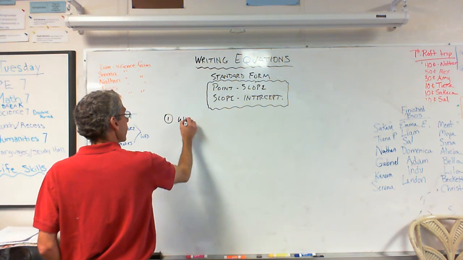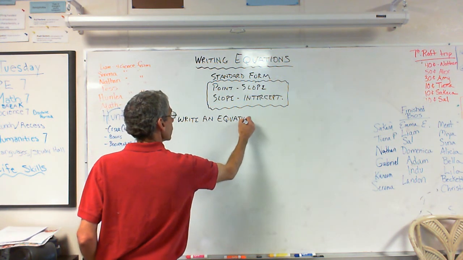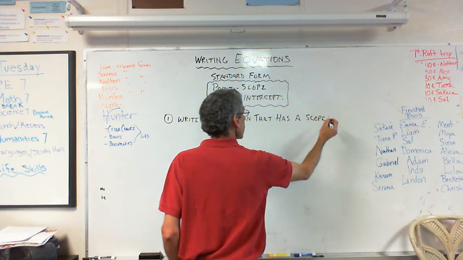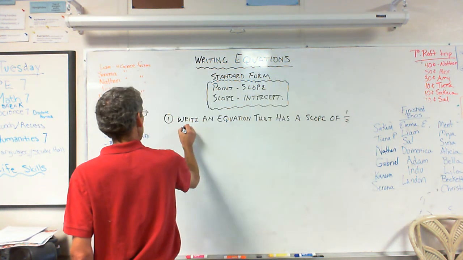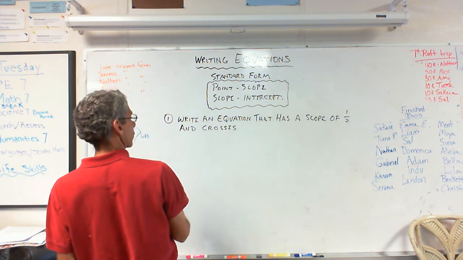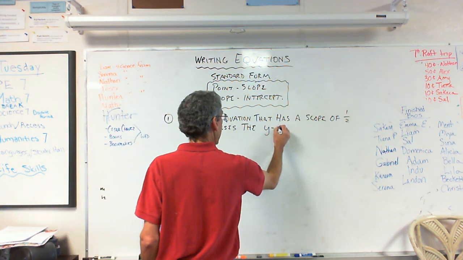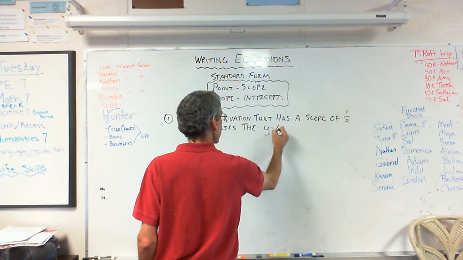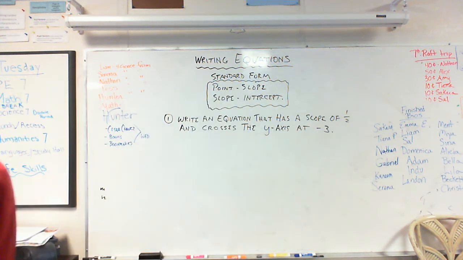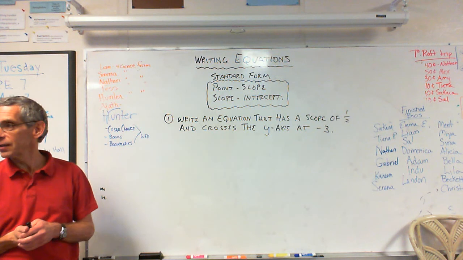Here's example number 1. Write an equation that has a slope of 1/2 and crosses the y-axis at -3.